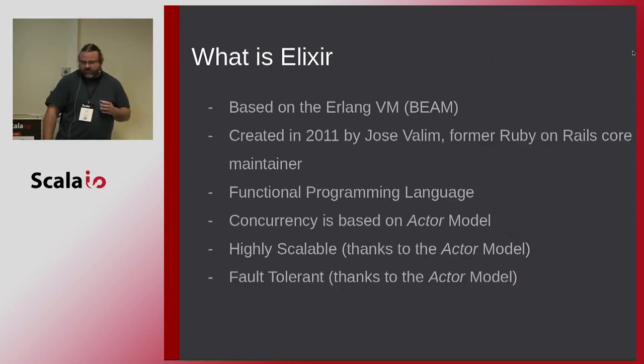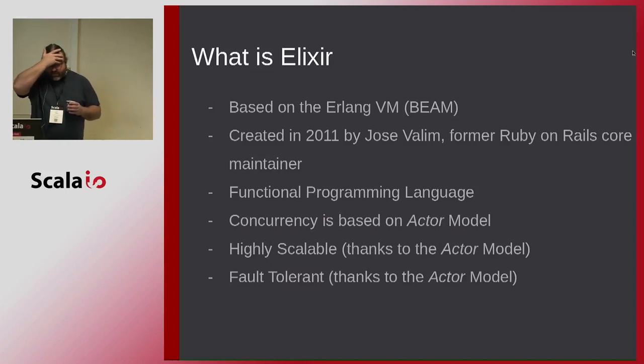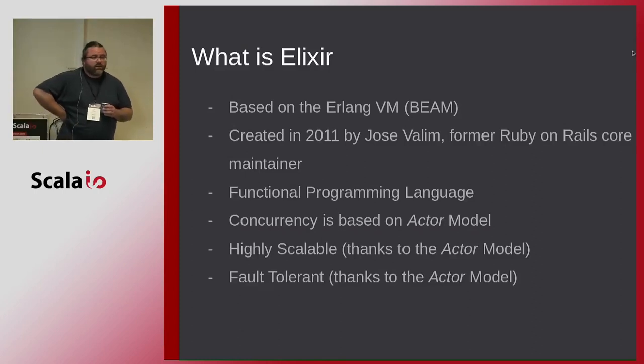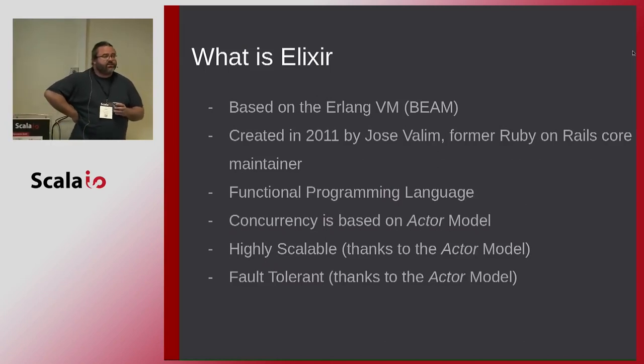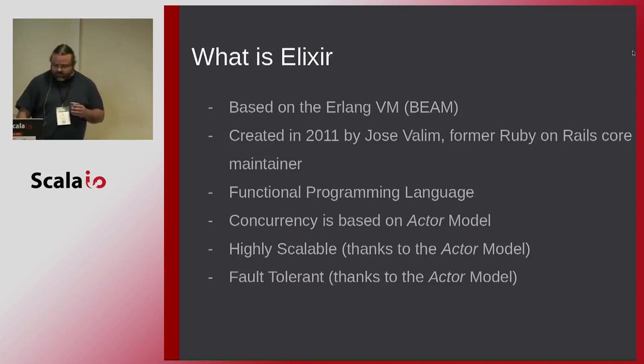Okay, what is Elixir? Elixir is a language on the Erlang VM, like Scala on the JVM. The Erlang VM is called the Beam. It was created in 2011 by José Valim, a former member of the Ruby community. He wrote many things about Rails, and he also worked on the multi-threading of the Ruby VM. Once that was done, he decided to do something else.